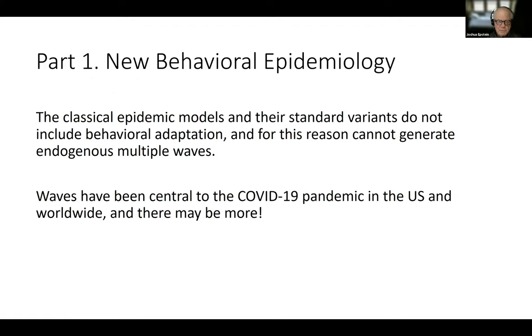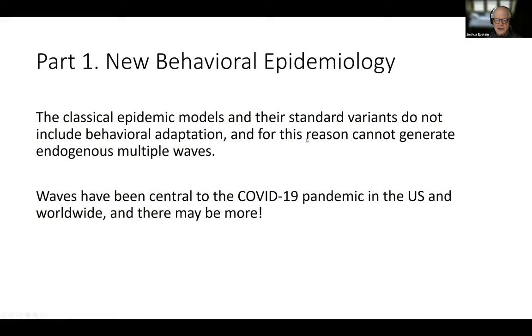So the first part is about this theoretical work that's really an attempt to do behavioral epidemiology. Classical epidemic models, and I'm talking about dynamic models that predict trajectories of the disease, these really don't include behavioral adaptation. Everyone keeps mixing, the thing keeps spreading, nobody changes their behavior. And it gives a very, very kind of worst case account of what could possibly happen in these epidemics. And it's quite unrealistic in that regard.